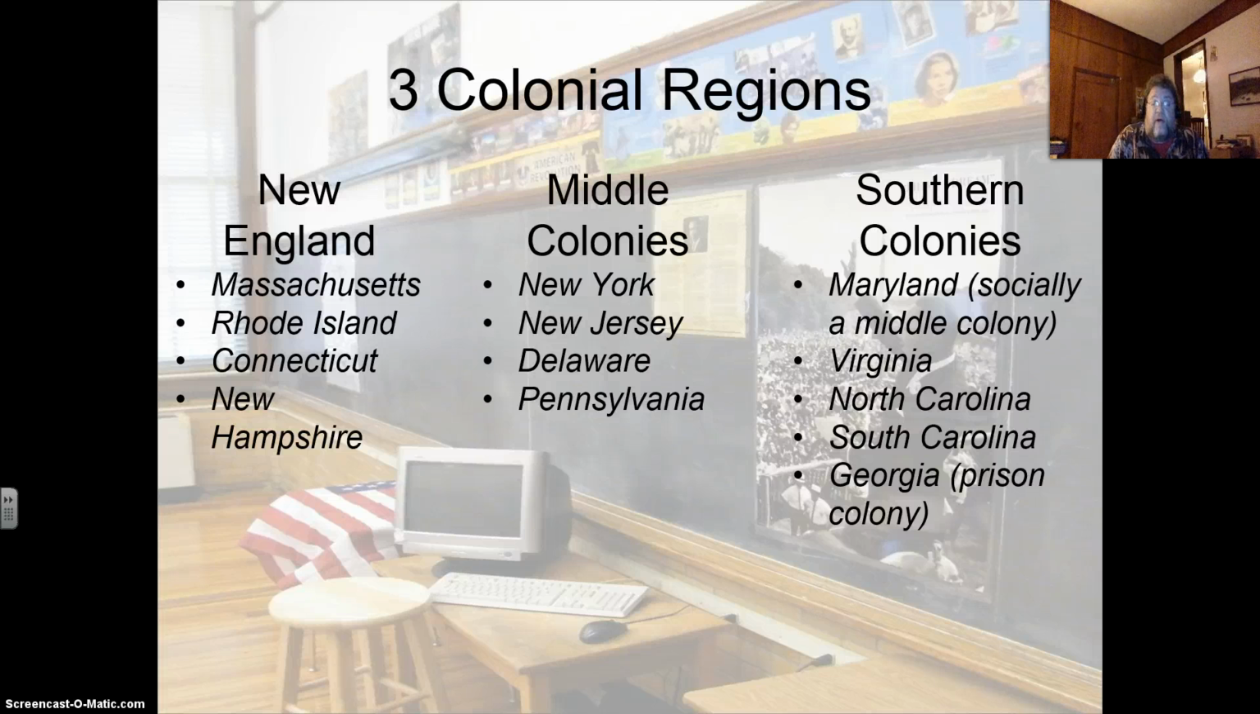We have to think about using our modern knowledge of these places. What's the weather like? What are these places like? And what might the colonists of way back when have done to survive there? New England includes Massachusetts, Rhode Island, Connecticut, and New Hampshire. The middle colonies include New York, New Jersey, Delaware, and Pennsylvania, and in the South, Maryland, Virginia, North Carolina, South Carolina, and Georgia.